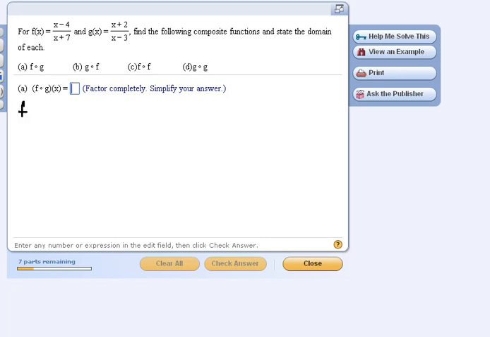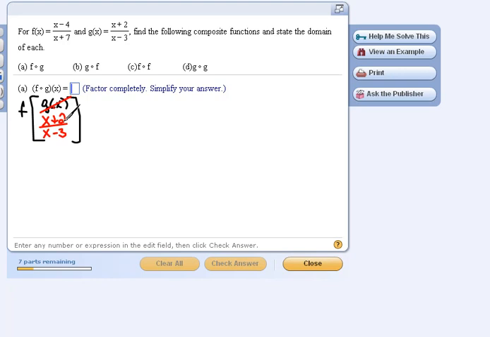So I like to write it using my notation. I usually write it like this, with f of g of x. I like to do this so that I can see that we've got an inside function and an outside. Now, working our way from the inside out, this inside part says, what is g of x? Well, we already know that because they gave it to us in the directions. g of x is x plus 2 over x minus 3.